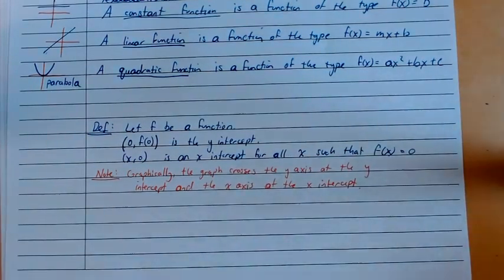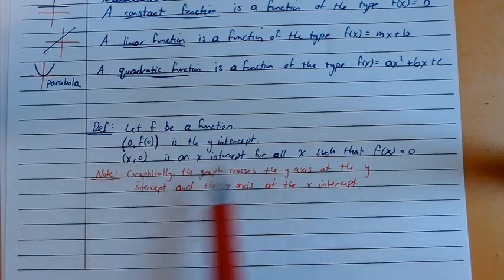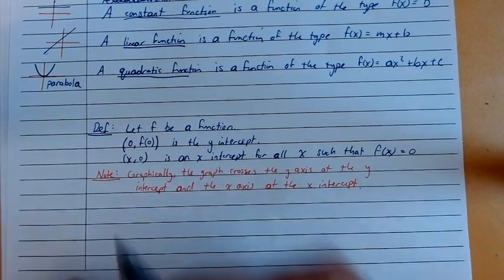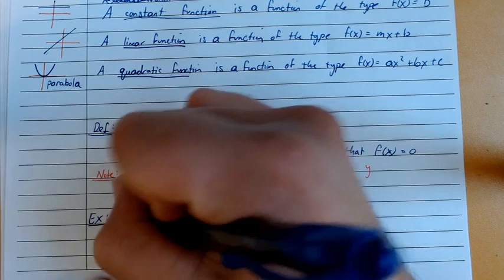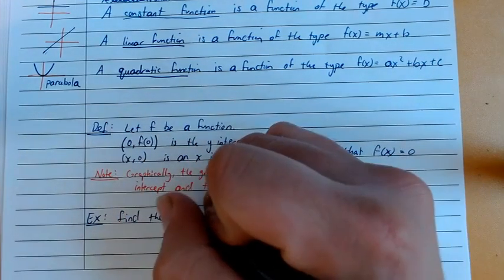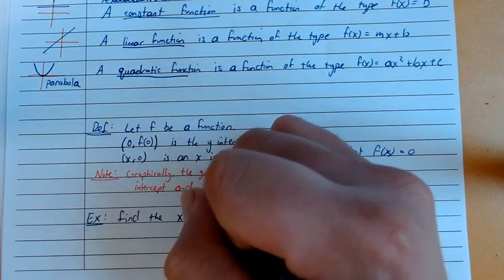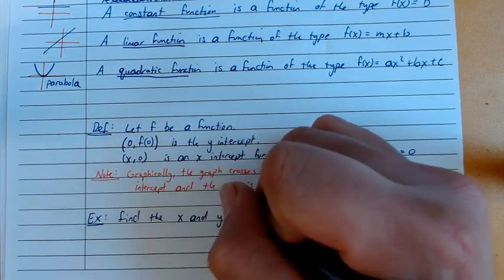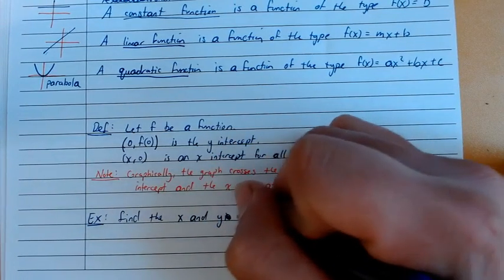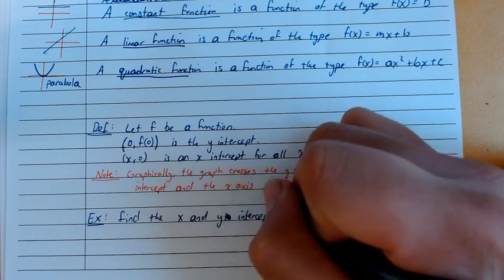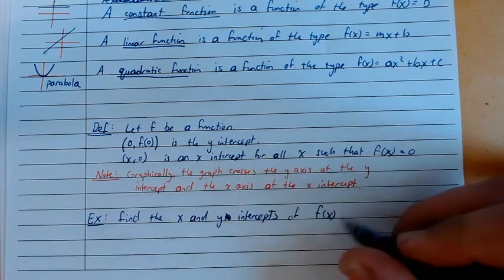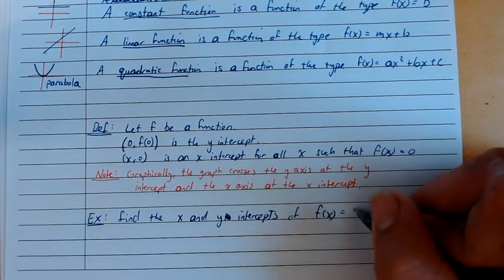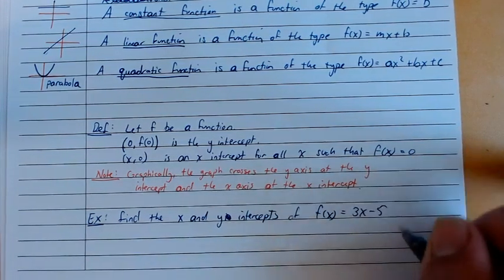So now there's two ways to think about this, and again, that has to do with either the algebra or with the graph. So let's do an example of each. Let's begin with one example. Let's go ahead and find the x and the y-intercepts of the function, and here we'll use a linear function f of x equals 3x minus 5.